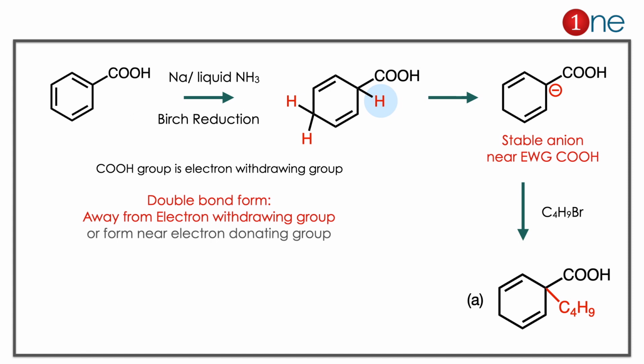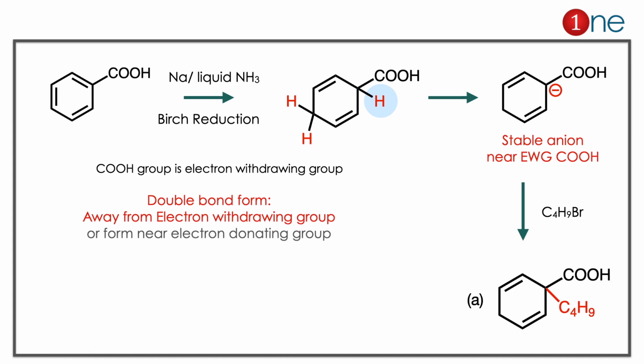And in the next step, you are using the base, sodium and liquid ammonia. It can abstract the proton, and the anion forms near COOH. Other protons are there, but the anion is stable near the electron withdrawing group COOH. So the anion is formed. Next step, you are using C4H9Br, where it will separate as plus and Br minus. So the cation attacks there. You have substitution near the COOH position. So the answer is clearly A.